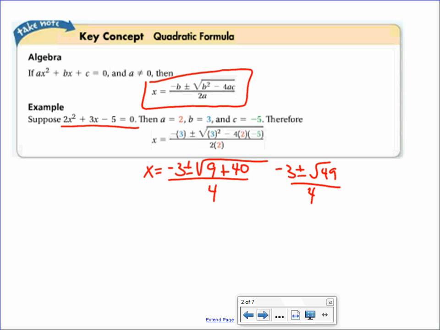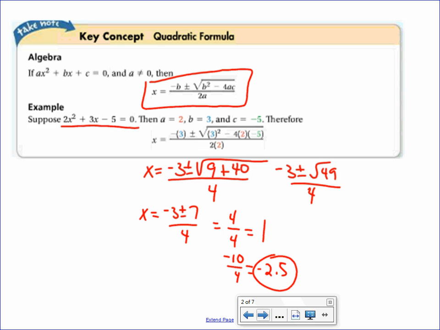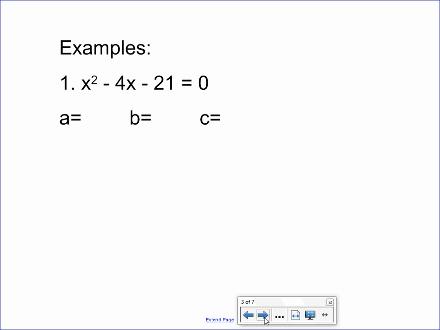And we know the square root of 49 is 7. So I'd have negative 3 plus or minus 7 all over 4. We know negative 3 plus 7 is 4 over 4, that would be a 1. If I have negative 3 minus 7, that's negative 10 over 4, that would give us negative 2.5. So our two solutions would be negative 2.5 and 1.